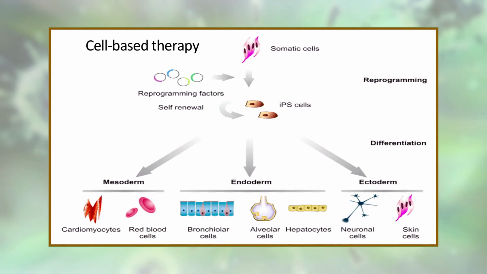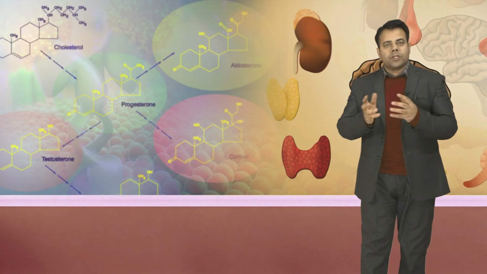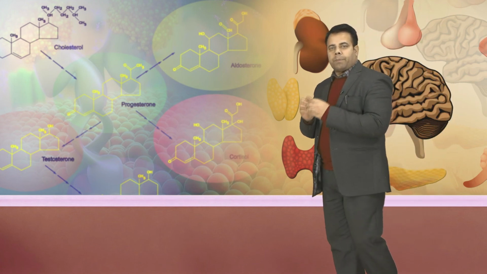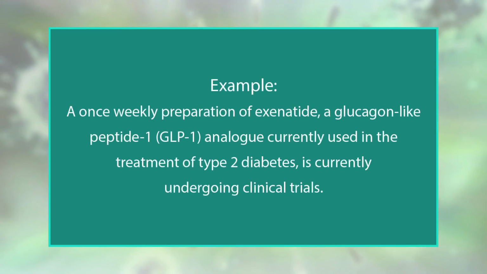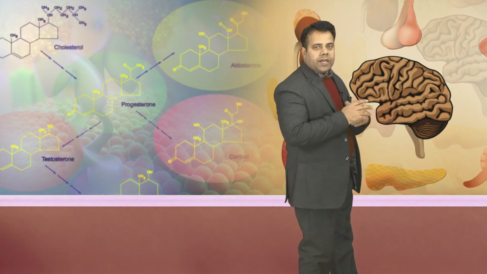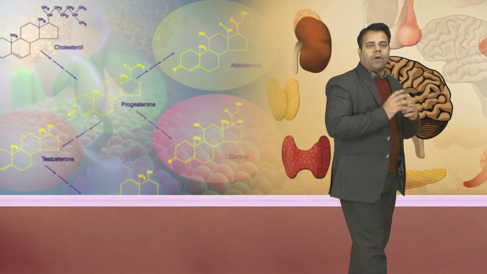Dear students, cell-based therapies using the reprogramming of the human cells to perform differentiated functions, either through differentiation of induced pluripotent stem cells or directed differentiation of one somatic cell type into another, are under active investigation. Novel technologies offer promise of marked prolongation in the half-life of peptide hormones, thereby requiring infrequent administration. For example, a once weekly preparation of exenatide, a glucagon-like peptide 1 analog currently used in the treatment of type 2 diabetes, is currently undergoing clinical trials. So tremendous progress has been made in the therapeutic use of hormones.